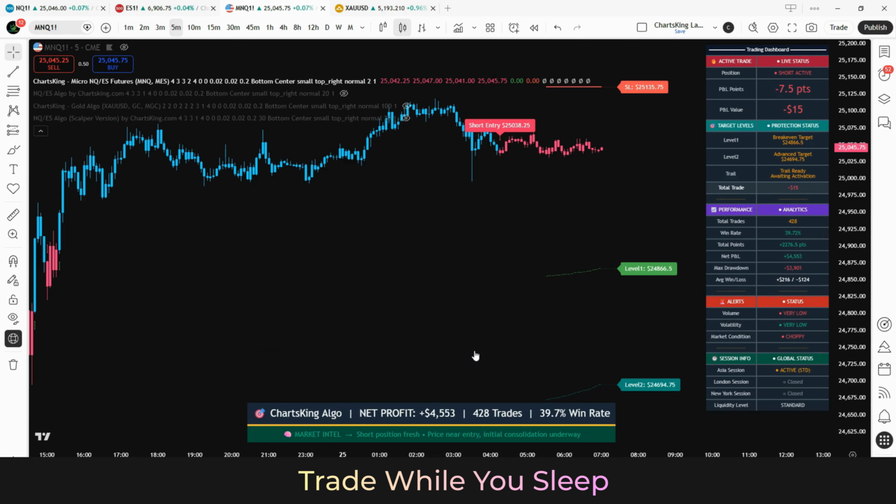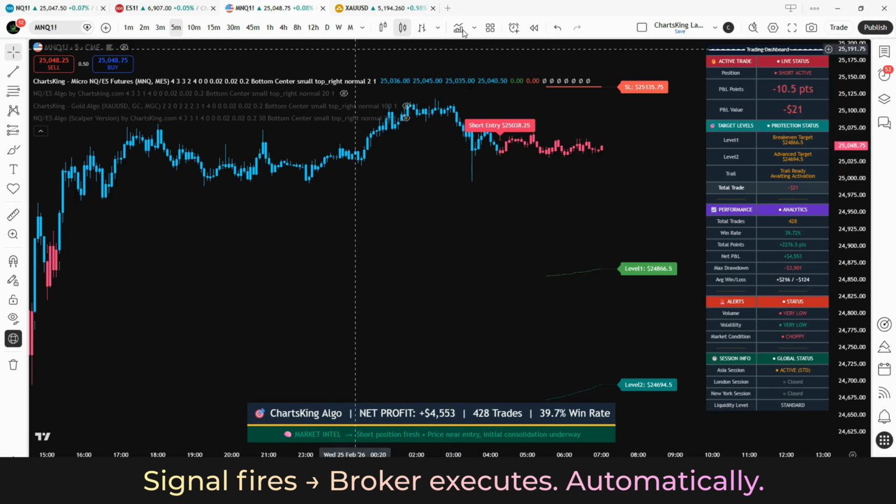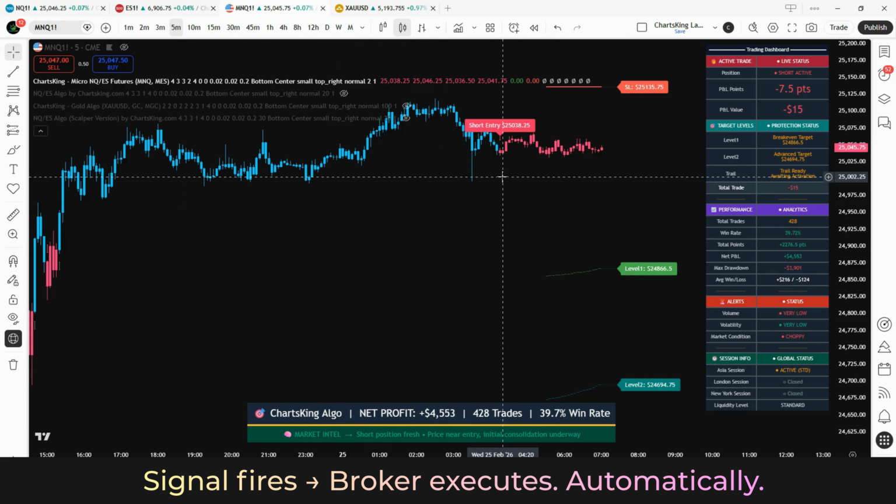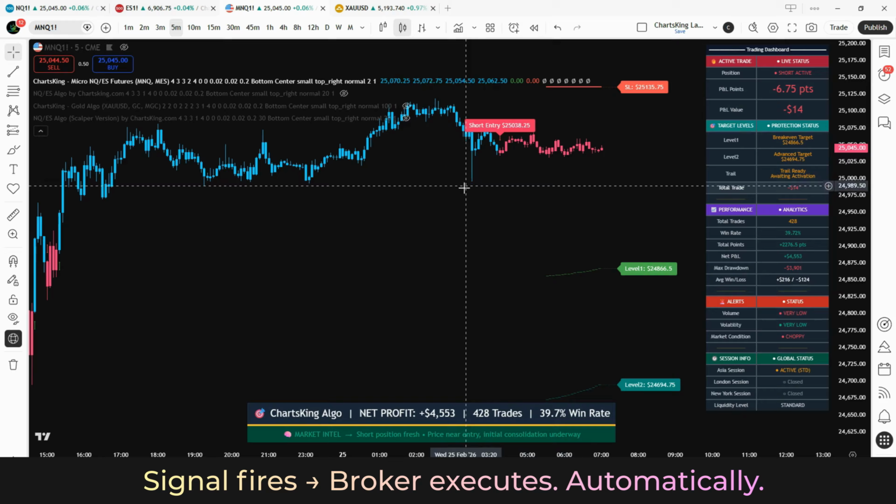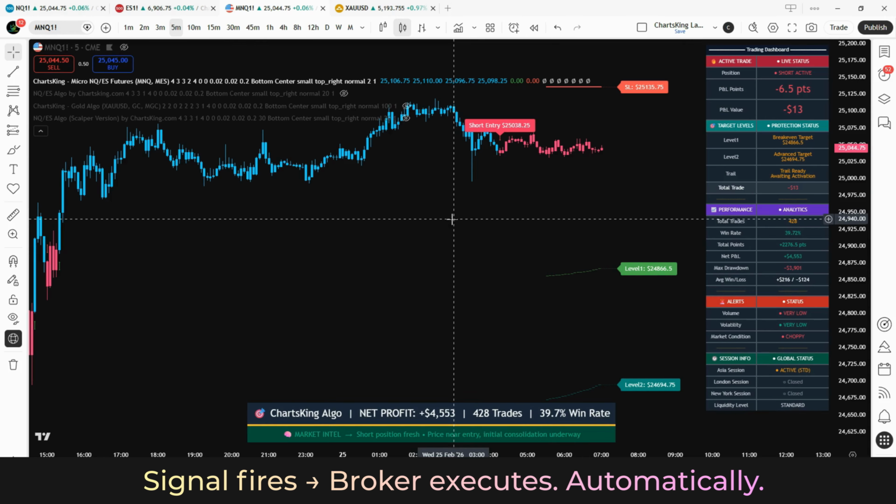Let's talk about something that most traders don't even know is possible with a trading indicator, and that is full automation. Think about this. You have got an algo that finds the entry, defines the risk, and manages the trade, and now you have it execute automatically without touching a single button. That's what we have built into ChartsKing Algo.